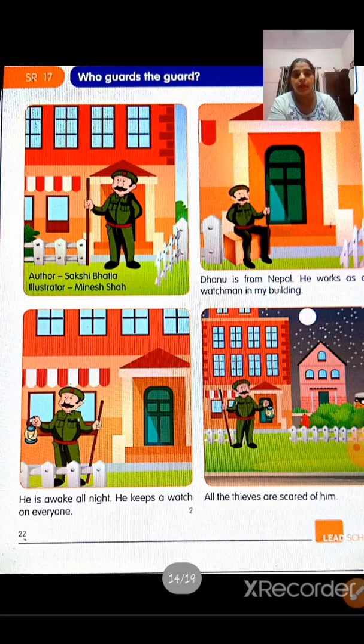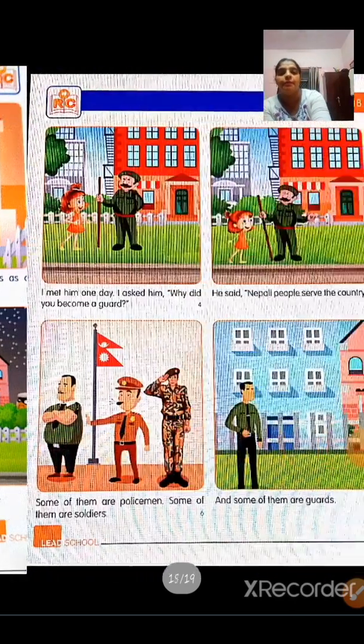So on first page we can see, Danu is from Nepal. He works as a watchman in my building. On second page we can see he is awake all night. He keeps a watch on everyone. The third page says all the thieves are scared of him.